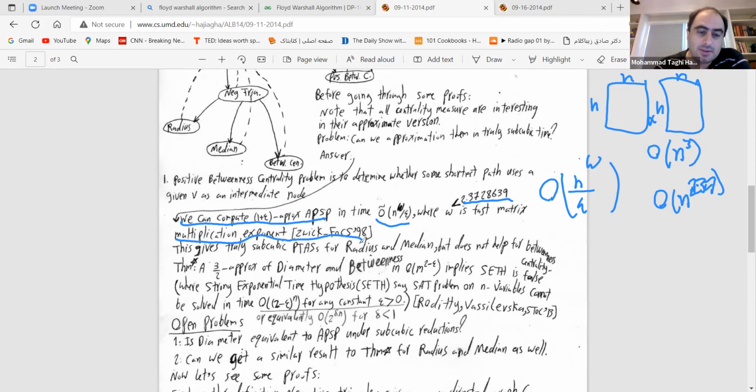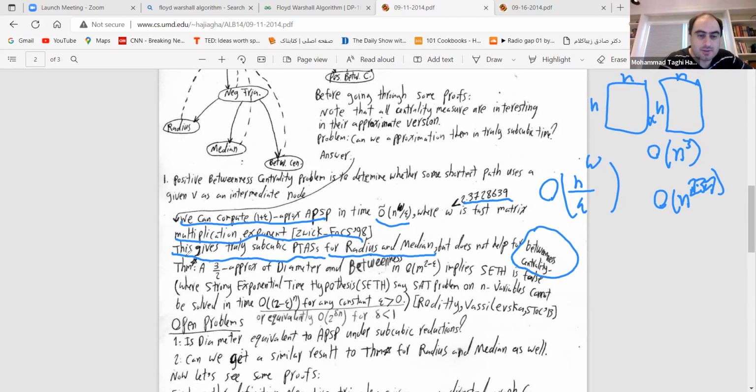So it is interesting. This actually gives subcubic PTASes for radius and median. Because of course, if you have this 1 plus epsilon for these two problems, then you can get these results for radius and median, because you are losing only the 1 plus epsilon there. But it does not help for betweenness centrality, as I have mentioned, because there you actually want to see whether there is a shortest path going through that vertex, and that's not much of a thing, essentially.